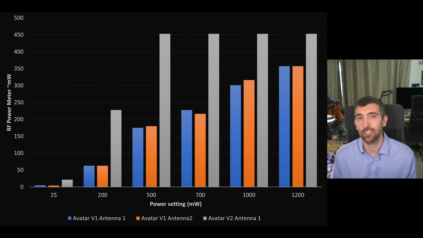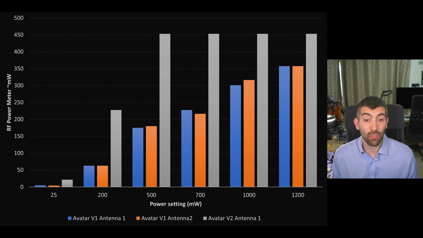For the Walksnail Avatar V1 system, we can see that the two antennas always transmit equivalent amounts of RF power, and I think that's as we would expect. And as we step up through the power modes from 25 all the way up to 1200 milliwatts, every time we step up in the power mode, we see a commensurate increase in the RF output power from both of the antennas.